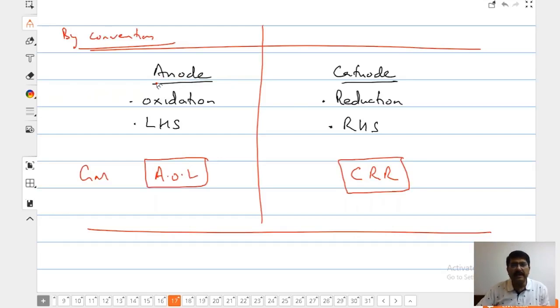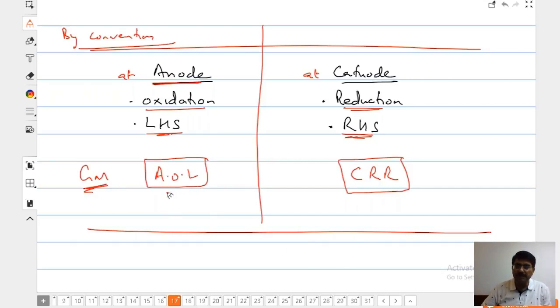So remember, beta, at anode, always oxidation will happen, and it will be placed on the left-hand side. And at cathode, always reduction will happen, and it will be placed on the right-hand side, in which type of cell? The galvanic cell, the energy producer cell, which we are going to discuss.